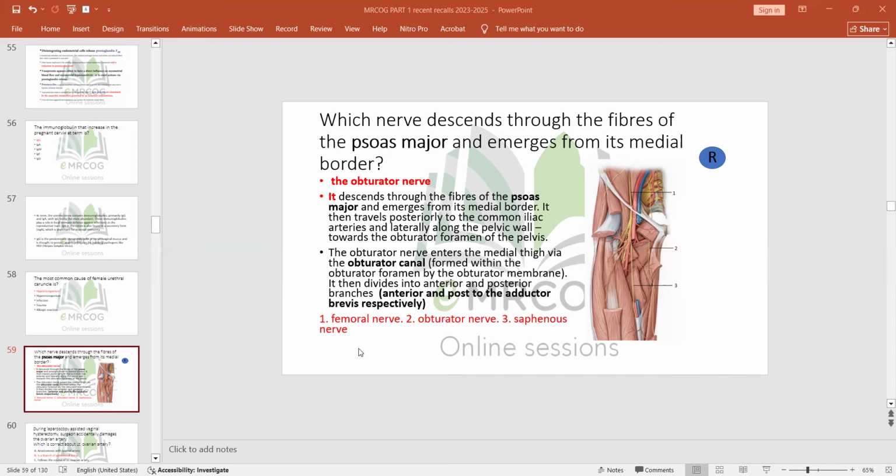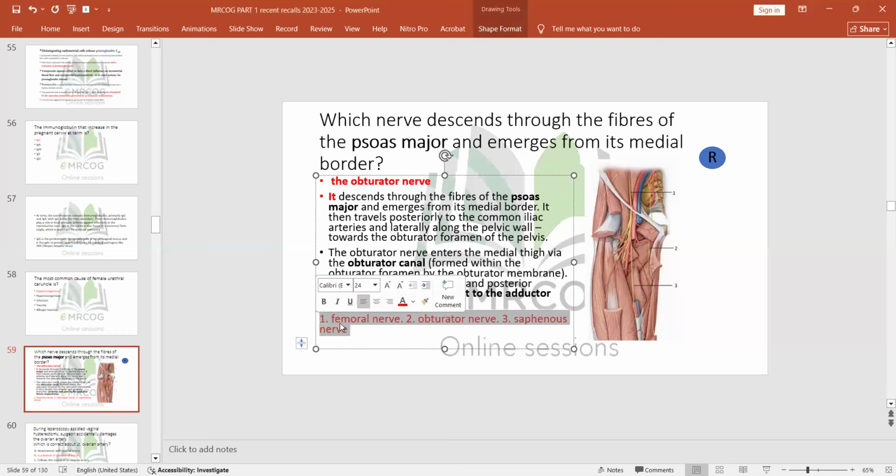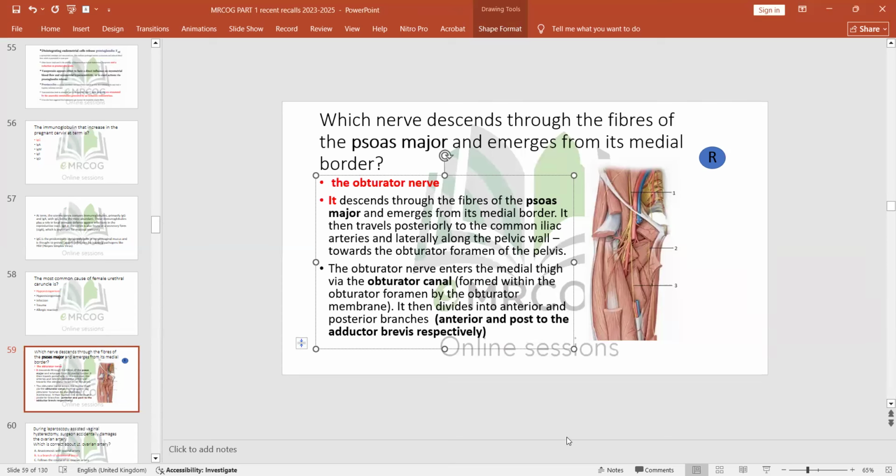Runs on the lateral border. The genitofemoral is not running on the lateral border. I think those were the options. Femoral. Okay, I think we need to revise this one. The lateral femoral cutaneous runs lateral to the psoas. It does not run on its lateral surface or lateral border.